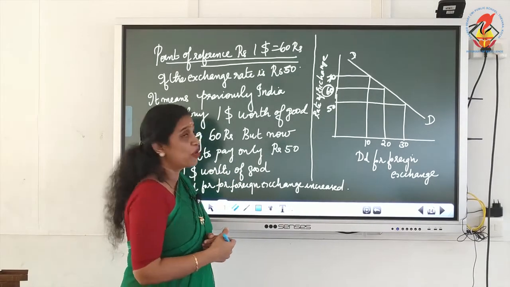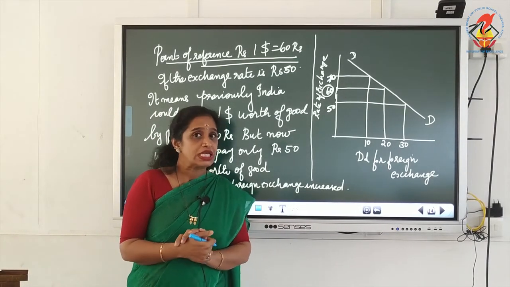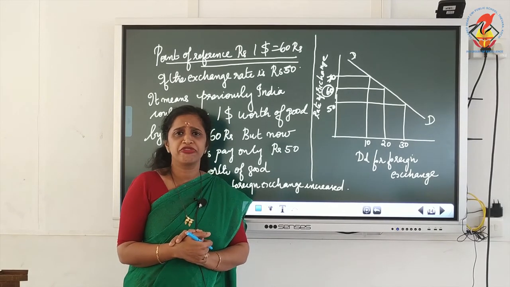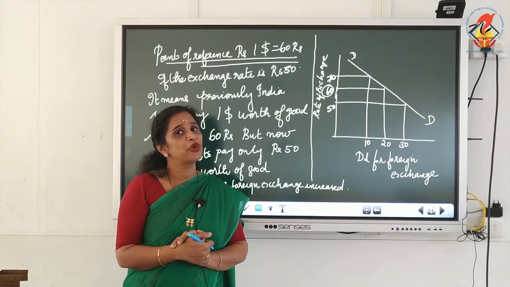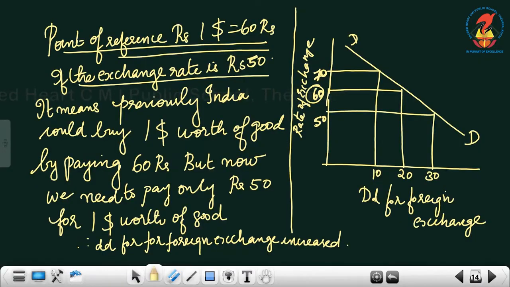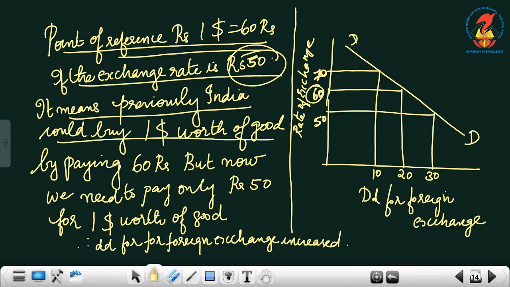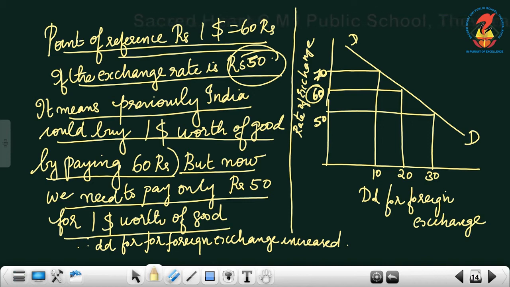Now, I told you the point of reference is $1 equal to 60 rupees. Now, if $1 is equal to 50 rupees, that means the exchange rate has decreased to rupees 50 for $1, let us see what happens. It means previously India could buy $1 worth of goods by paying rupees 60, but now we need to pay only rupees 50 for $1 worth of goods.